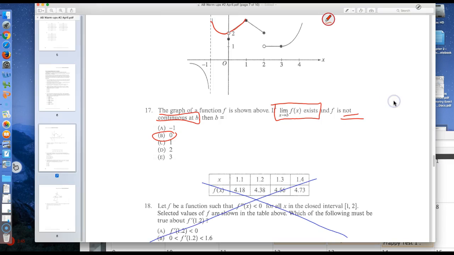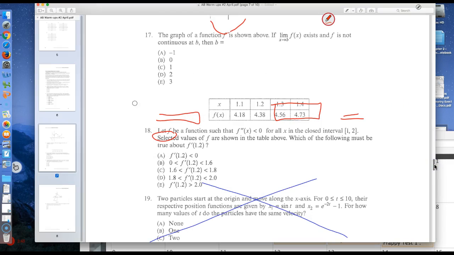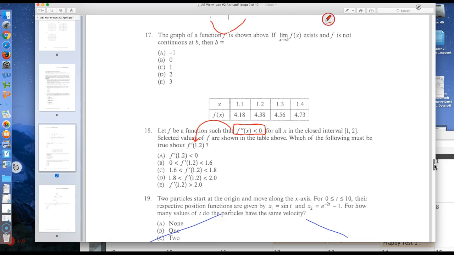Number 18. Sorry, it's not scrolling very well. Number 18 says f is a function such that the second derivative is negative. What does that mean about f? It means it's concave down, but that doesn't help me because I can't see the graph. So this is what I need. I need to go from f double prime back to a question about f prime, right? So I really need to think about what must f prime be doing? When f double prime is negative, what's f prime doing? Decreasing. Exactly. f prime is decreasing.